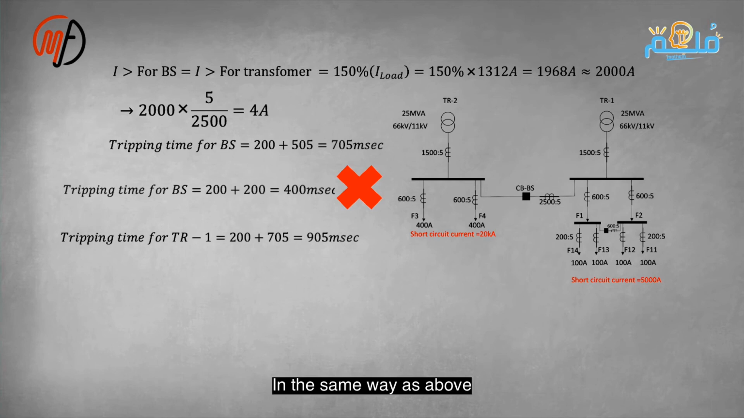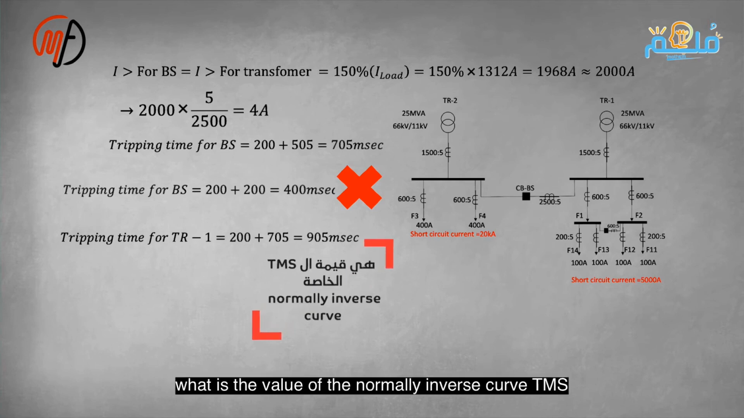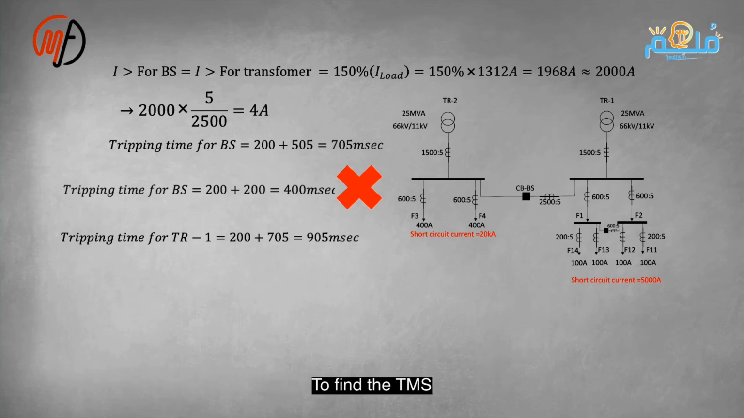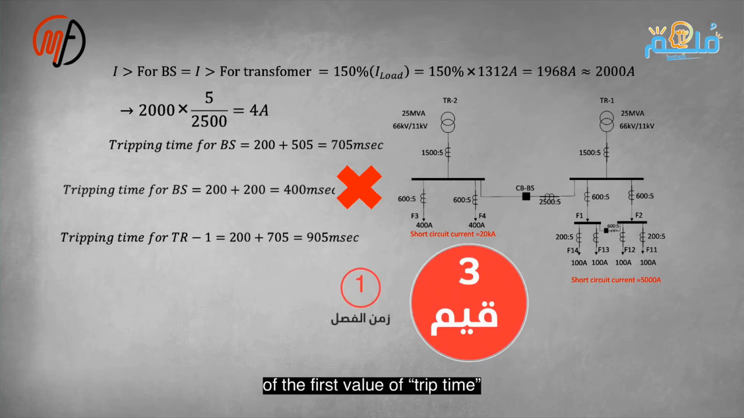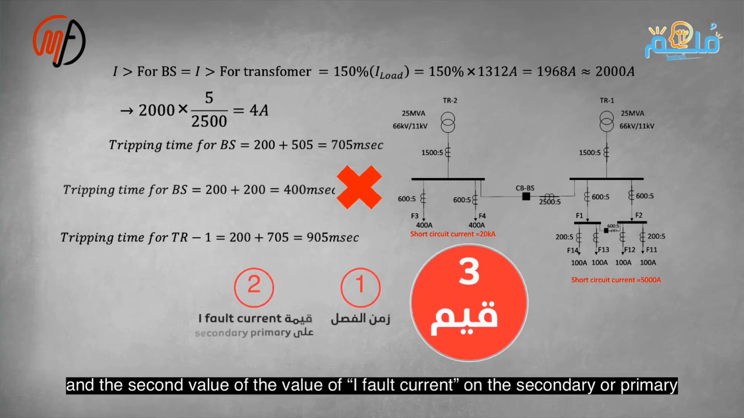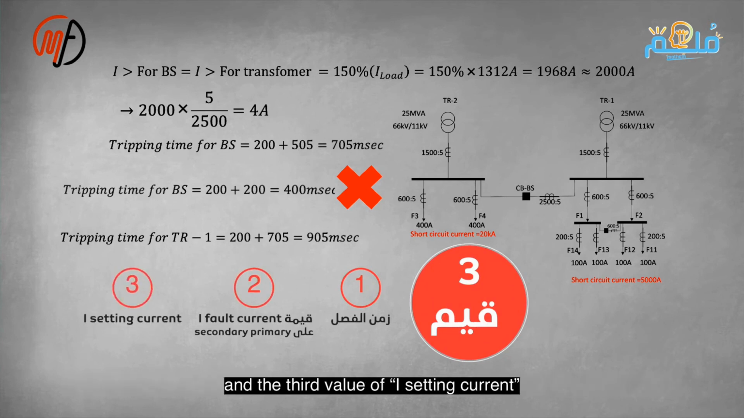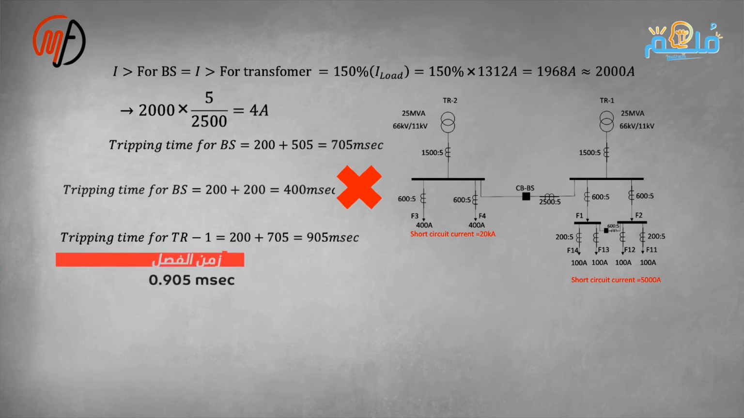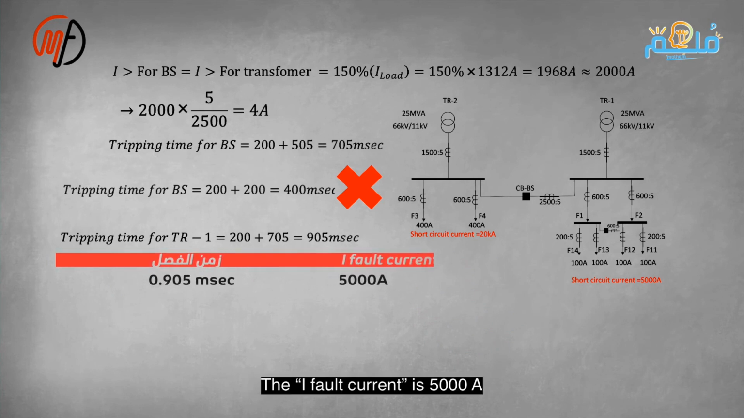In the same way as before, we ask ourselves what the TMS value is for the normally inverse curve that will give a trip time of 0.905 seconds when 5000 amps are flowing. To find the TMS, we need to have prior knowledge of 3 values. The first value is the trip time. The second value is the I fault current value on secondary or primary. And the third value is the I setting current. The disconnection time is 0.905 seconds, while the I fault current is 5000 A.